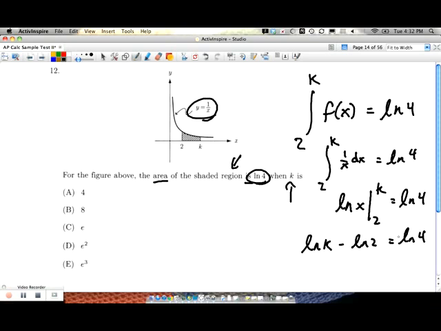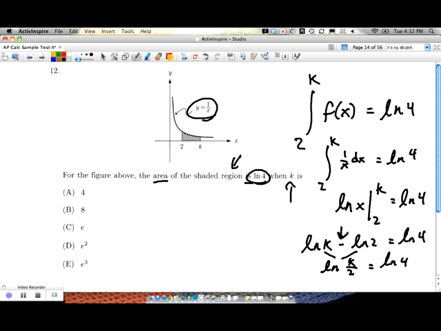As I'm looking at this, I notice that I have a difference of logs, meaning I'm subtracting two terms with logs, and they have the same base. They're both a natural log. That means I can combine that into one term, a quotient of these two terms. So it's going to be natural log of k over 2 equals natural log of 4.